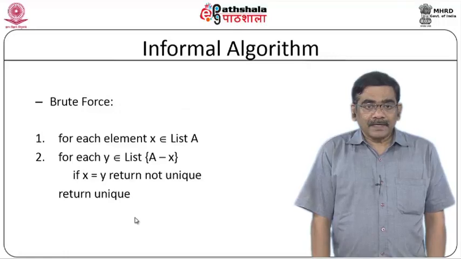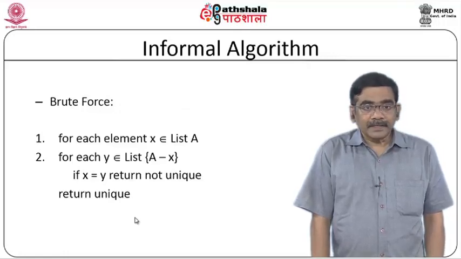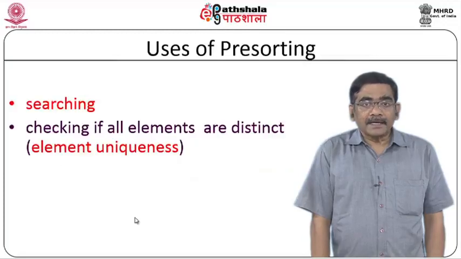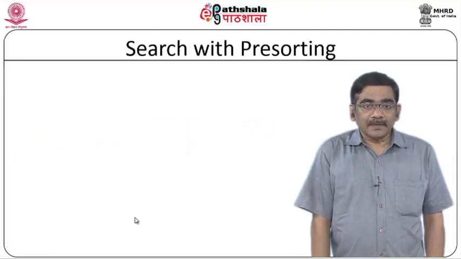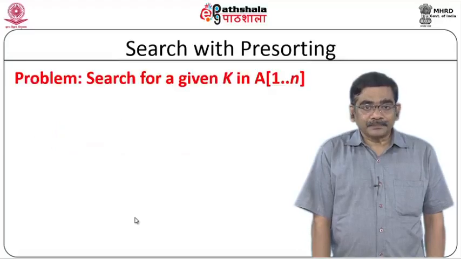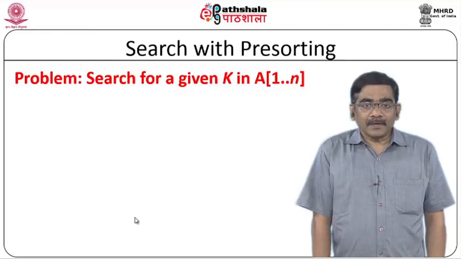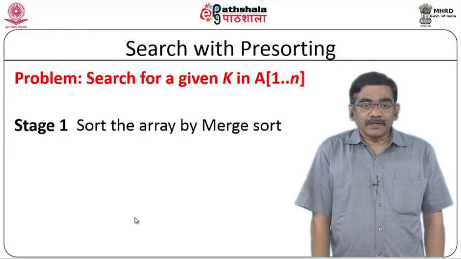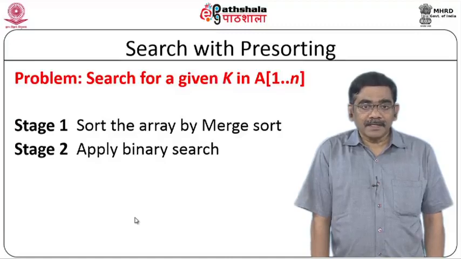You can see very well this is what the algorithm is, and the uses of this pre-sorting are searching, checking element uniqueness, etc. And we can also use this for searching. You can see exactly what is happening now. If I want to search, I can sort the list by means of merge sort, and I can apply binary search because the elements are already sorted.